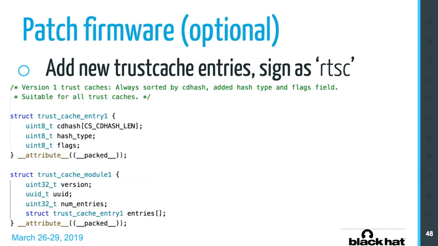Firmware or the trust cache. It's optional, just I would say a nice way to disable the code sign. Apple changed a little bit the format of trust cache entries. Now they introduced trust cache entry, named version 1. The only difference is that it now has the hash type and some flags. So the idea is we just need to add the new trust cache entry, and make sure we change the number of entries in the trust cache module. And we're good to go.